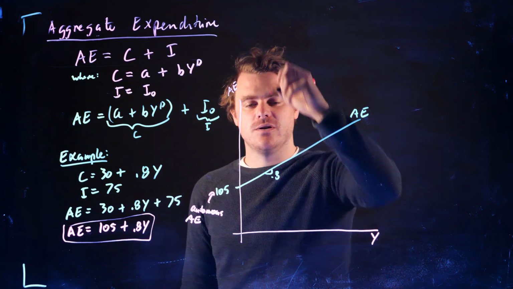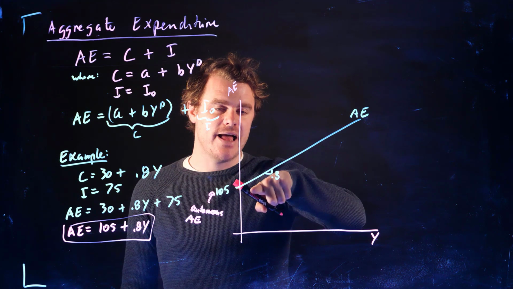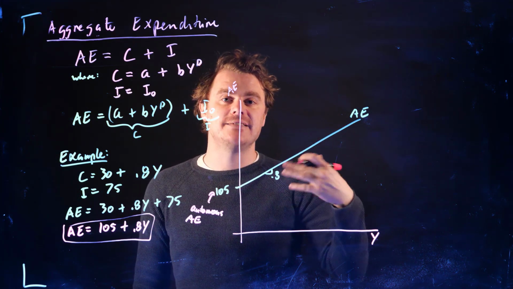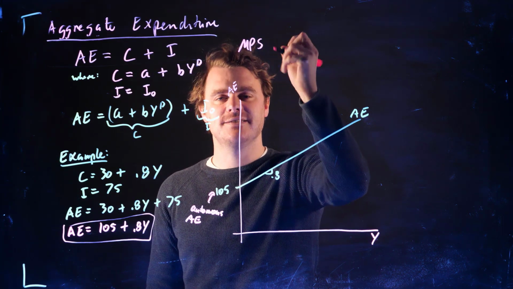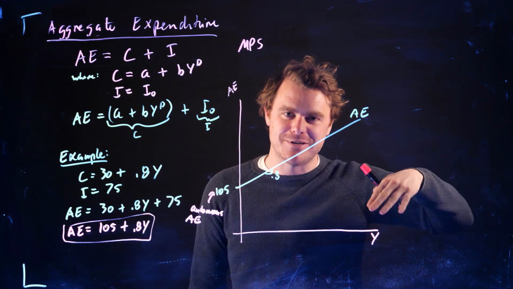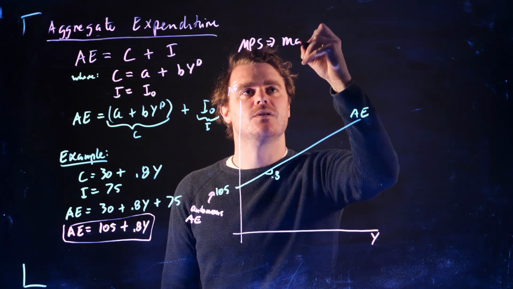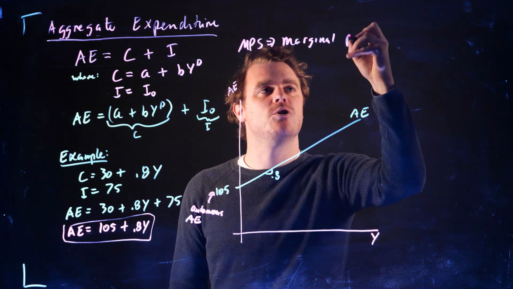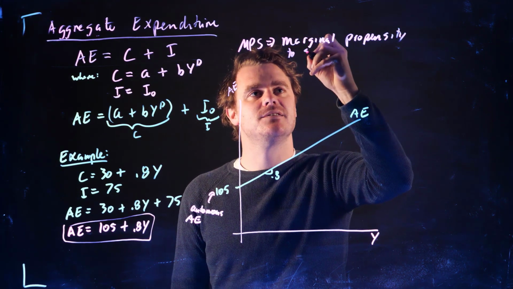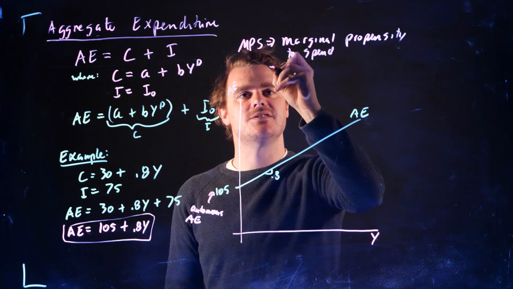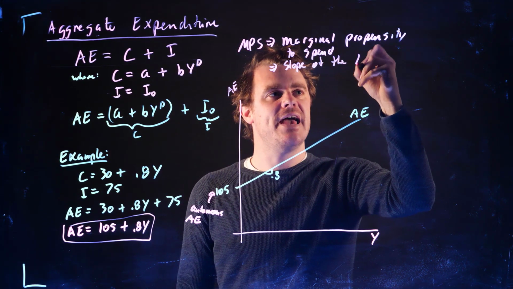So we're going to call the slope of this AE function the marginal propensity to spend. MPS, again, this is different than marginal propensity to save. Marginal propensity to spend. This is the slope of the AE function.